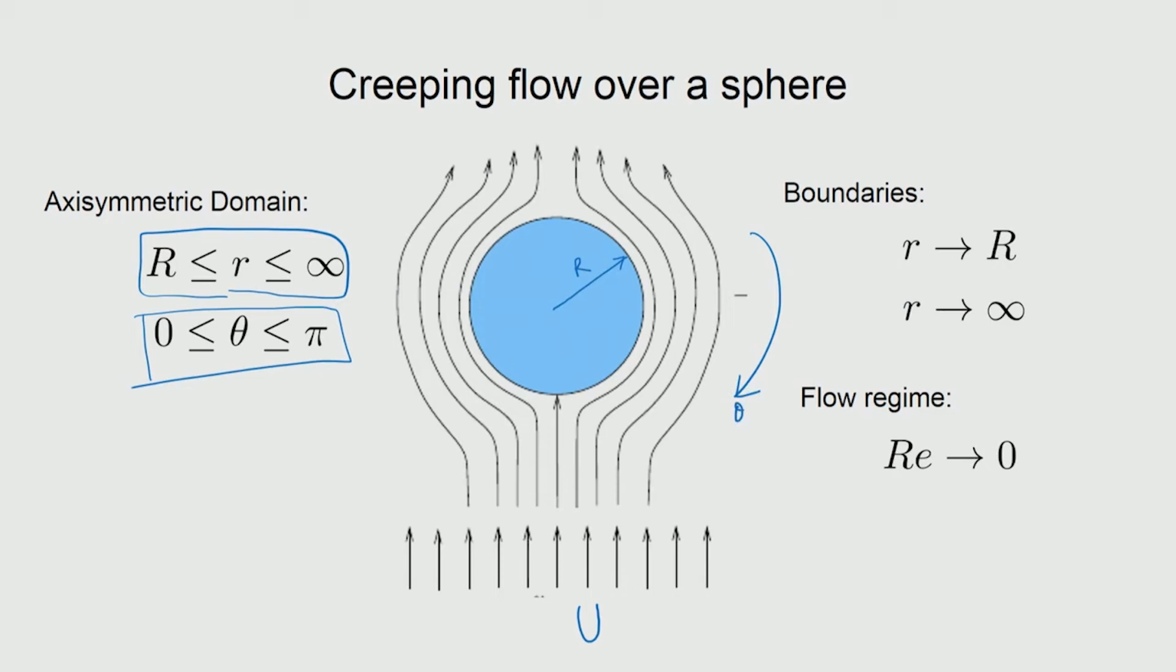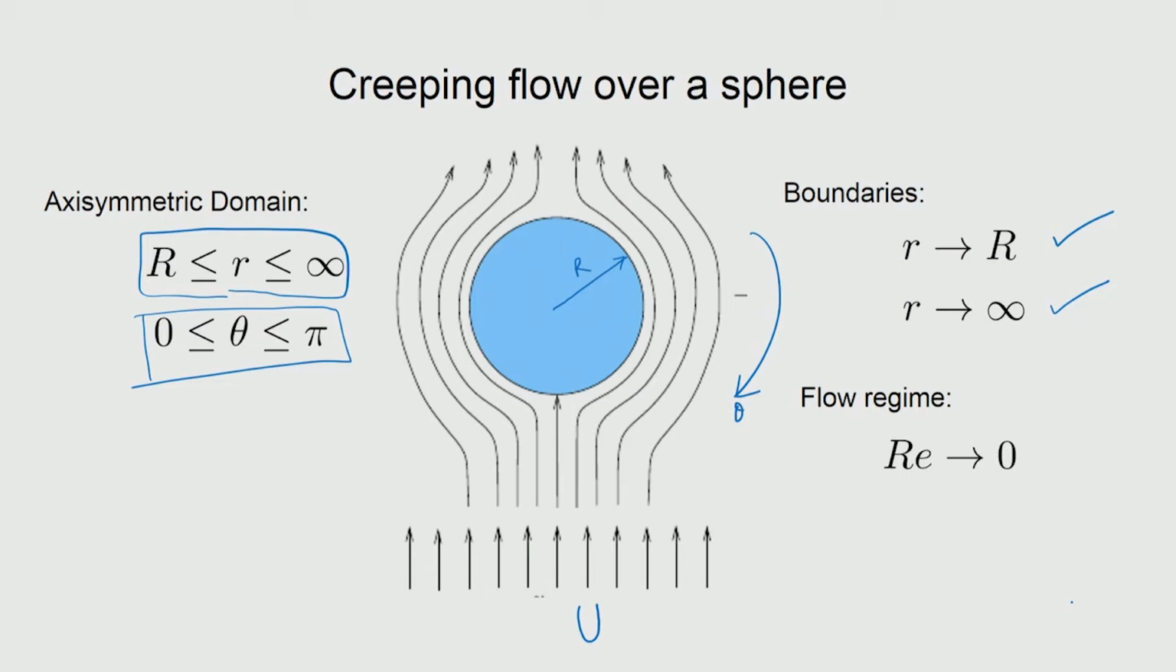Now, the boundaries are actually defined at two locations. The first is quite straightforward, it is on the surface of the sphere. And then we have also a boundary condition available at far field, that is far enough from the sphere, which is basically in the limit of the radius tending towards infinity.